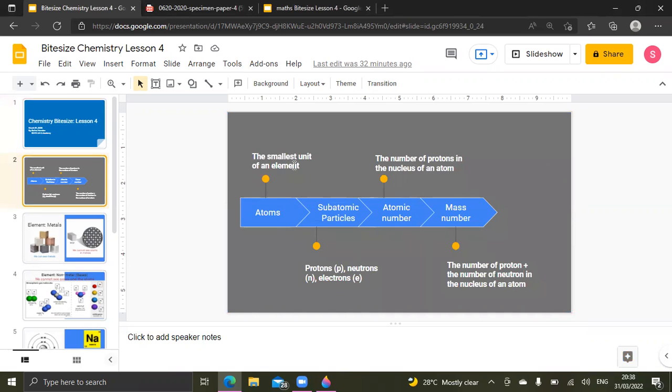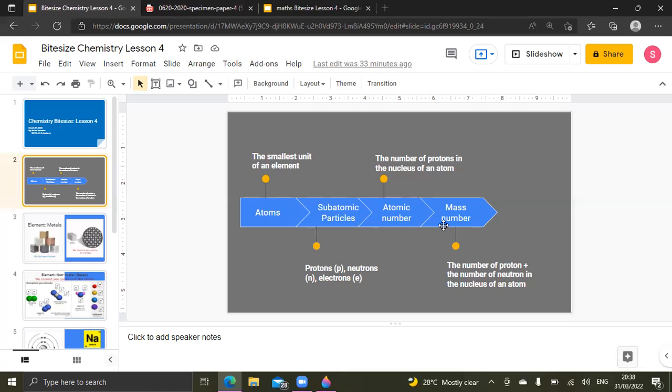This is the thing that I wanted to stress. We are studying the element, the atom of the element, and the subatomic particles of the atom, which are the proton, neutron, and the electron. You can see the symbol small p for proton, small n for neutron, and small e for electron. And then about the atomic number, in the periodic table you get atomic number and mass number.